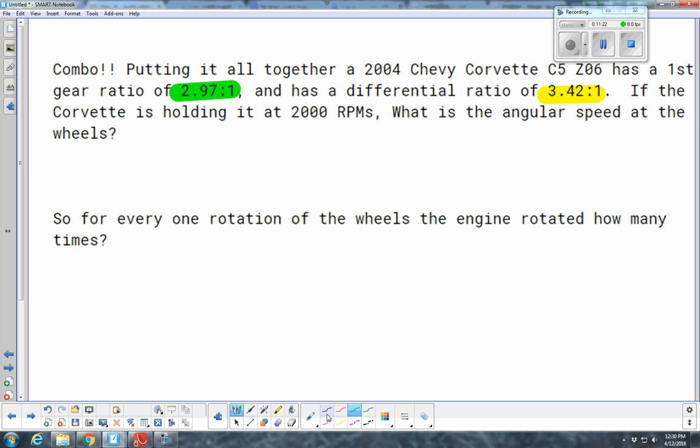So the gear ratio is 2.97 times 3.42. Multiply that together and you get a total gear ratio of 10.1574. So the final gear ratio from engine to wheels is 10.1574 to 1. That's the number we're concerned about. We're not concerned about first gear and the differential now. We just need that number because that's the combo.